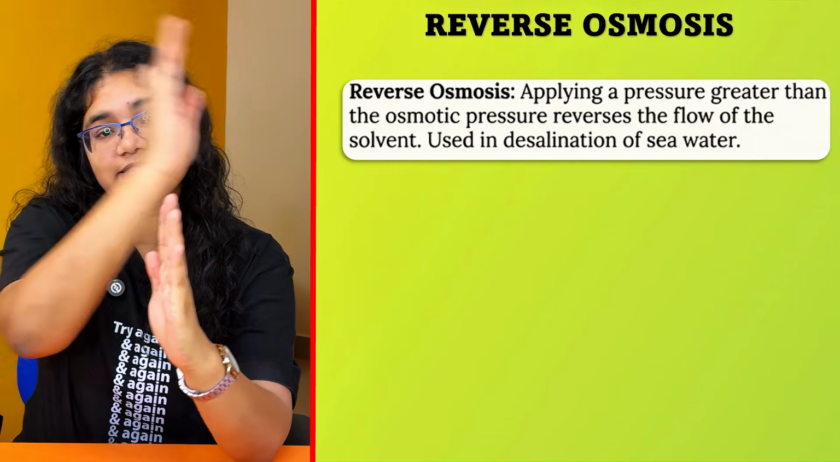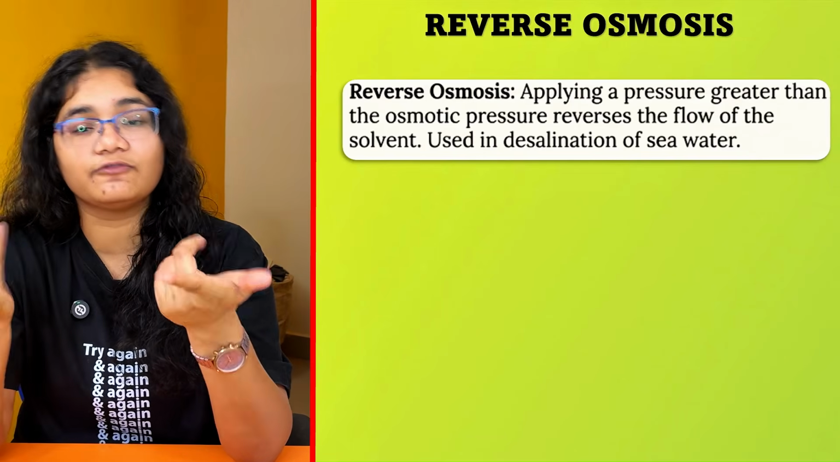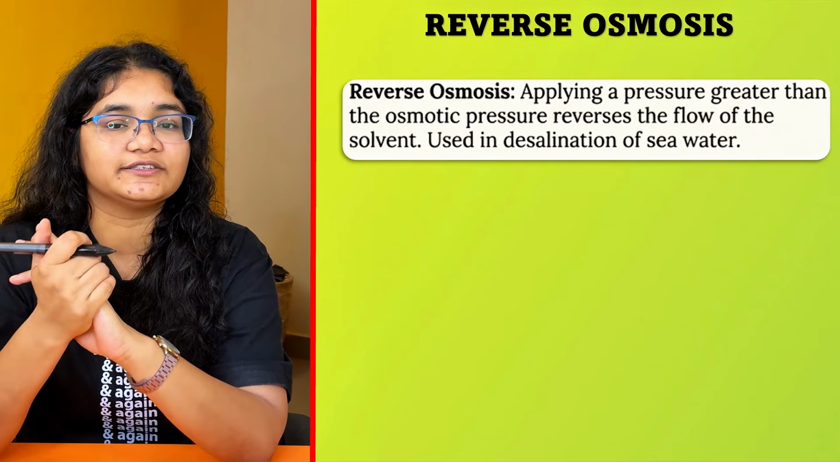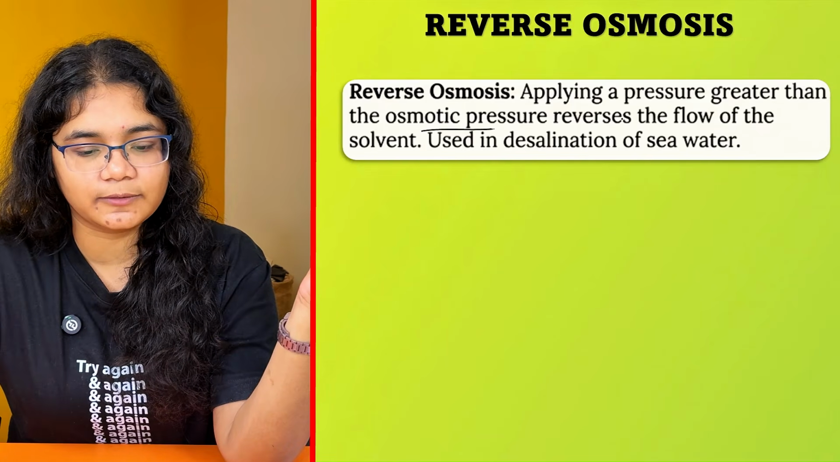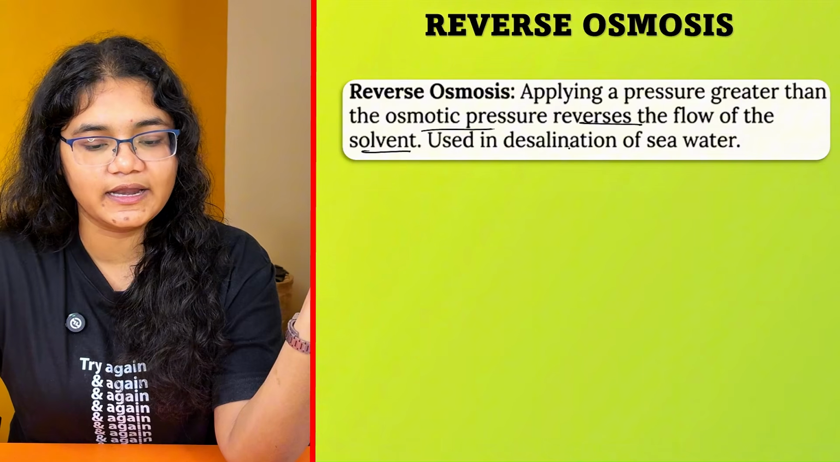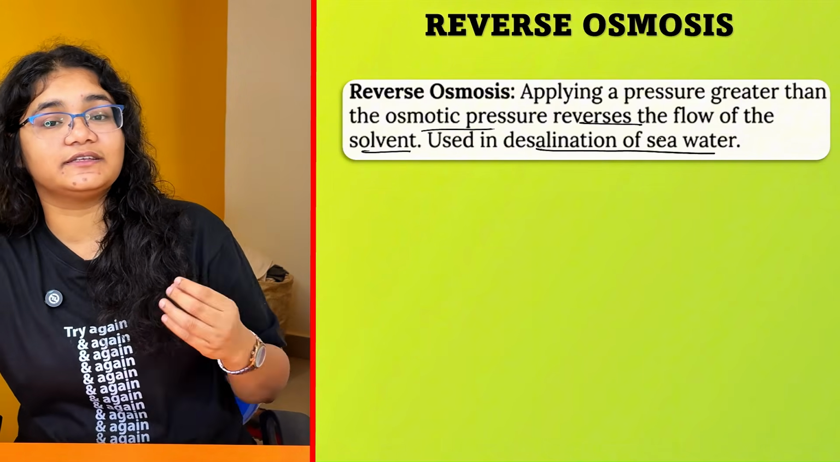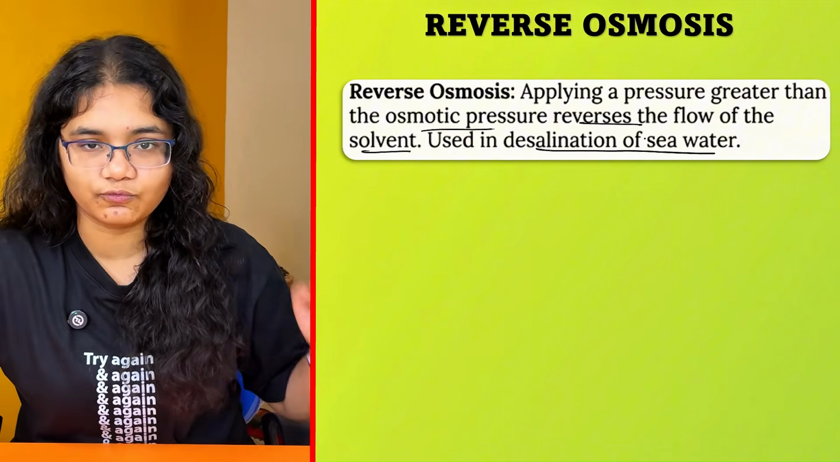From the concentrated side to the diluted side, the direction of osmosis will change, and that is called reverse osmosis. So applying a pressure greater than the osmotic pressure reverses the flow of the solvent, and this mechanism is used in the desalination of water.